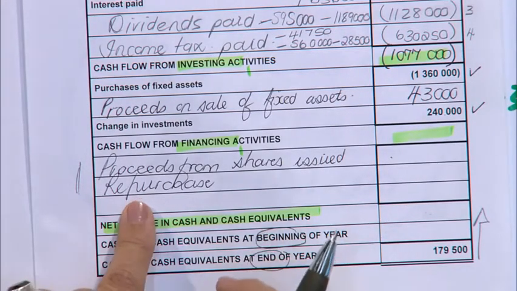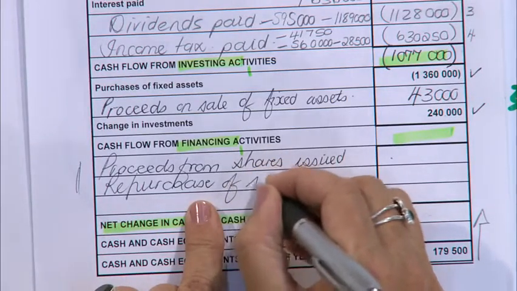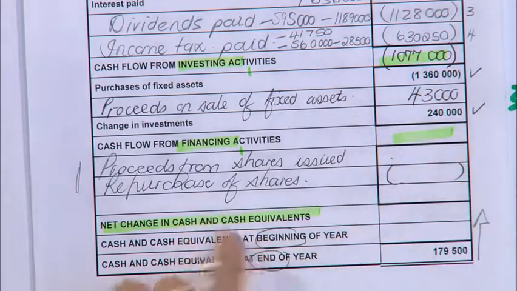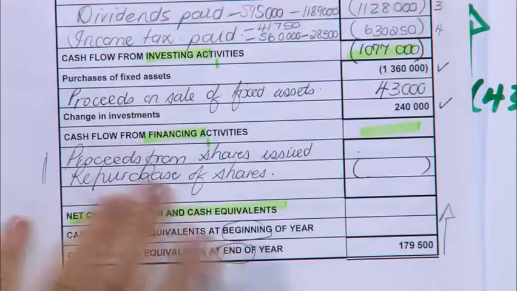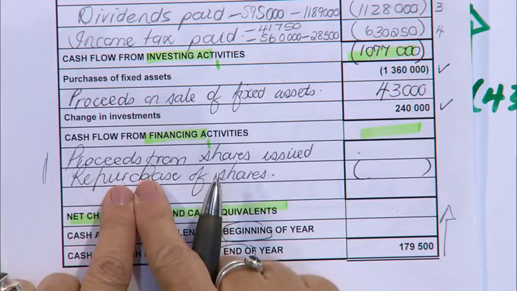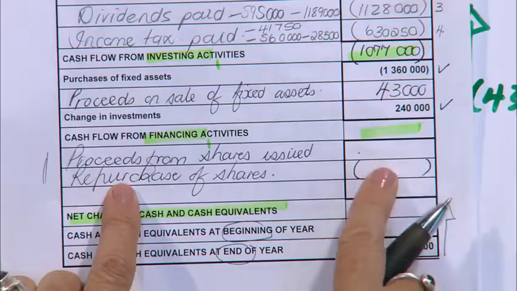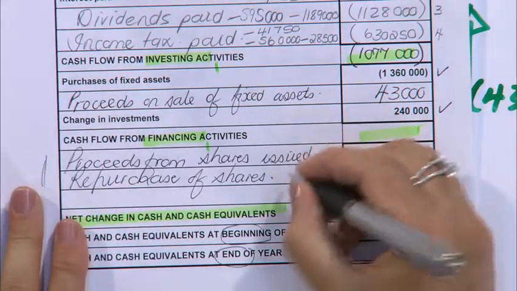If we might have time maybe to do a note. Repurchase of shares. Why am I putting a bracket before even looking at the question? It says repurchase. I have to take money out of my bank account, cash outflow to repurchase shares. Watch out for that one.